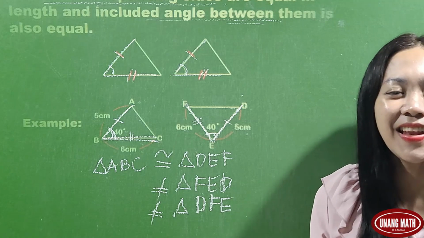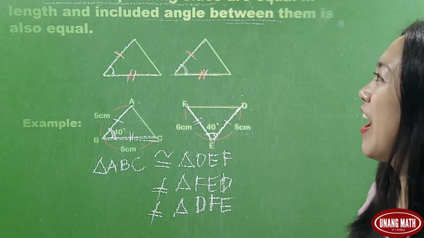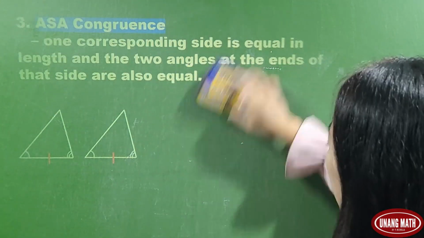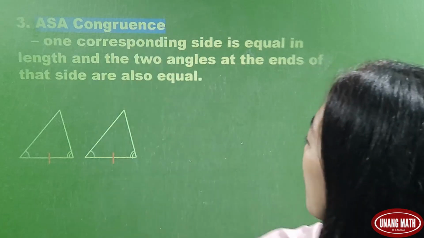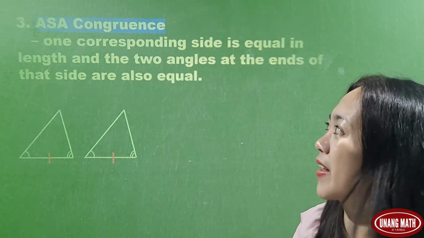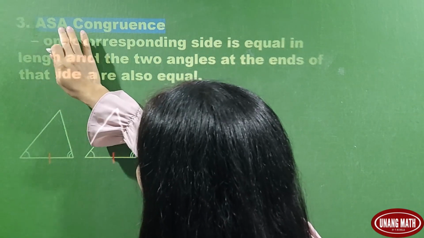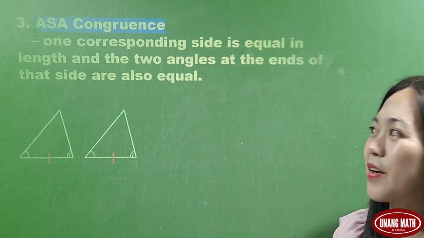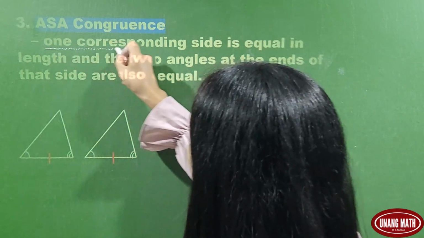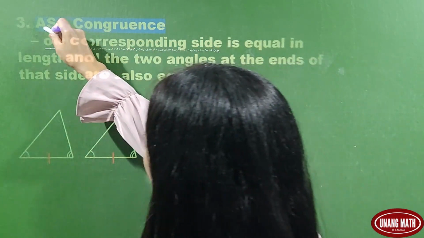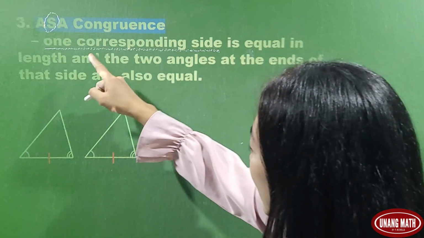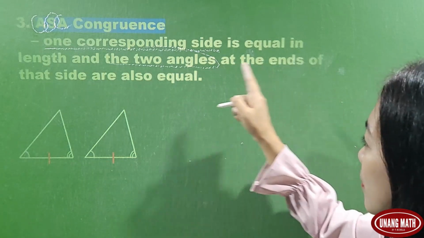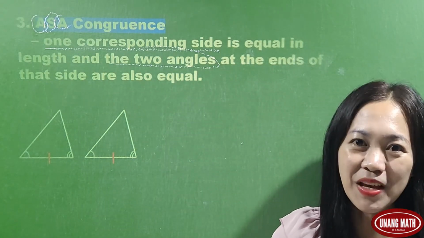Okay, for the third and last condition, this is what we call ASA congruence. So angle, side, angle congruence. And according to this congruence, two triangles are congruent if one corresponding side is equal in length and the two angles at the ends of that side are also equal.